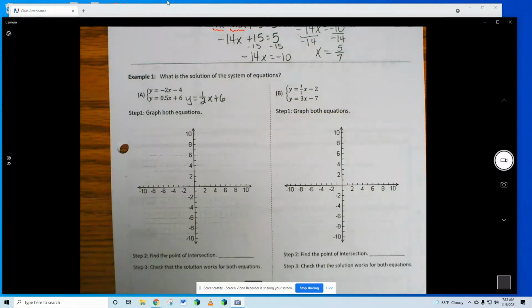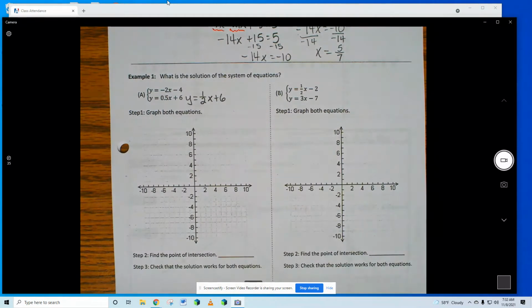Graph both intersections. Go. Part A and part B. We're going to do them both. Use a ruler. Make arrows at the end of your lines. You have to get in the habit of being good graphers now.